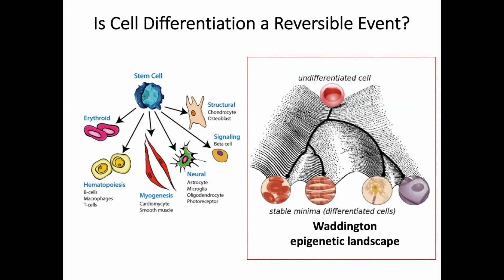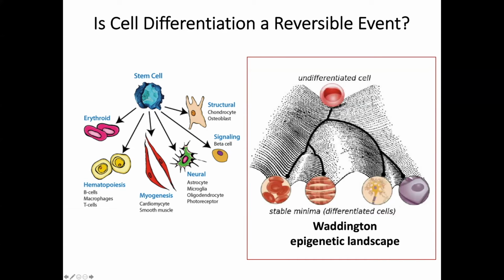As early as 1957, a person called Conrad Waddington, a British biologist, described that mammalian development is unidirectional. That means the embryonic stem cell developed into a more mature differentiated state, but not the other way around, okay? This idea has been depicted as the Waddington epigenetic landscape shown here.